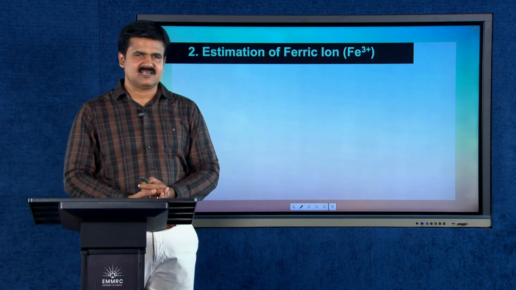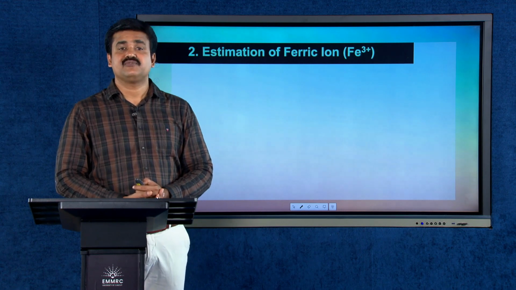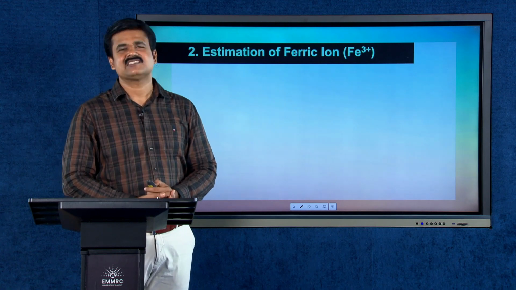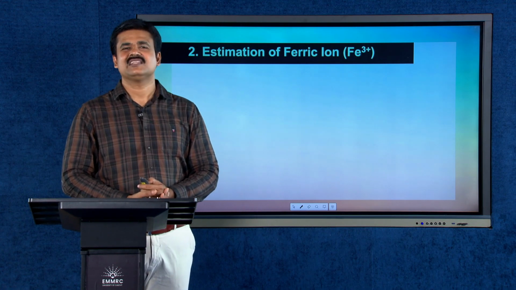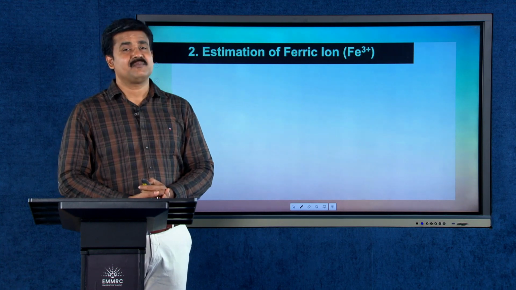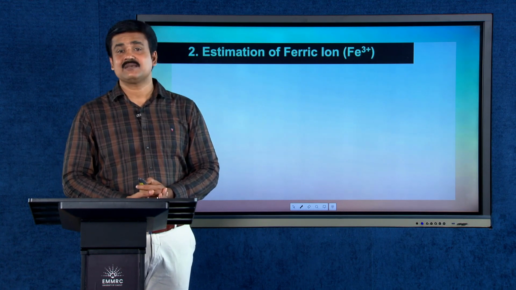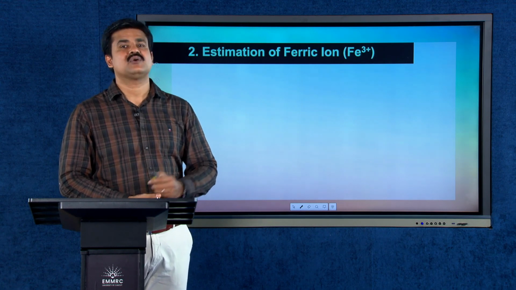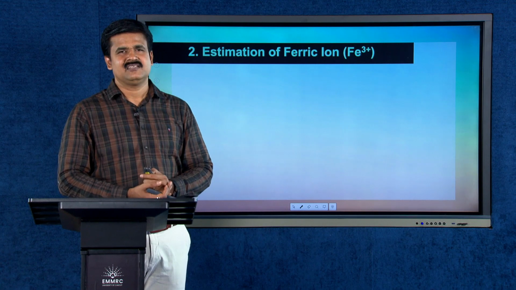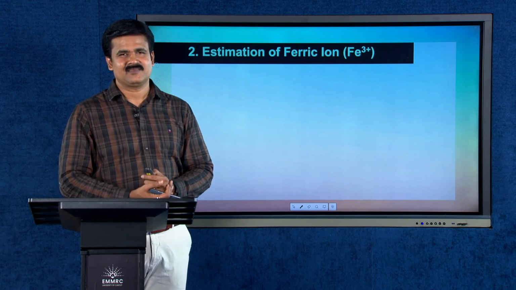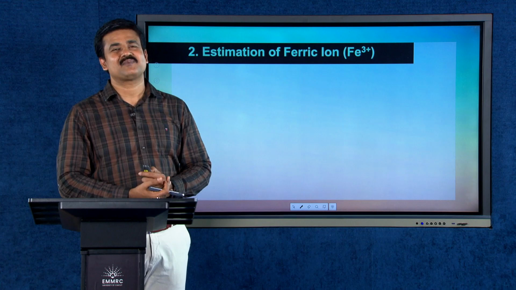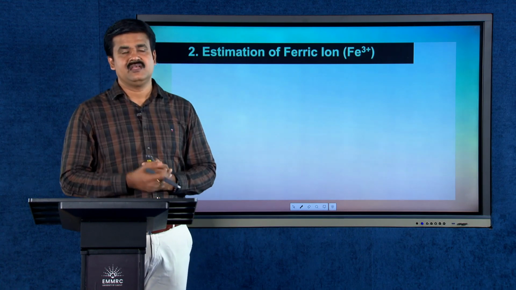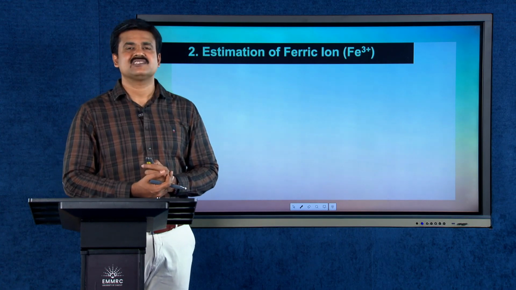Now, another example is estimation of ferric ion, Fe3+ ion, through dichromate titrations. It is very interesting to talk about the estimation of ferric ion. You have to remember the fact that potassium dichromate in acid medium is a powerful oxidizing agent. Iron is here present in the Fe3+ state, or ferric state. It cannot be further oxidized. Only Fe2+ can be oxidized to Fe3+ by using potassium dichromate. So, the question arises, how can you estimate ferric ion using potassium dichromate?